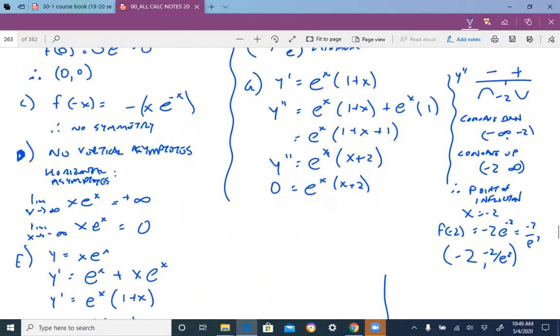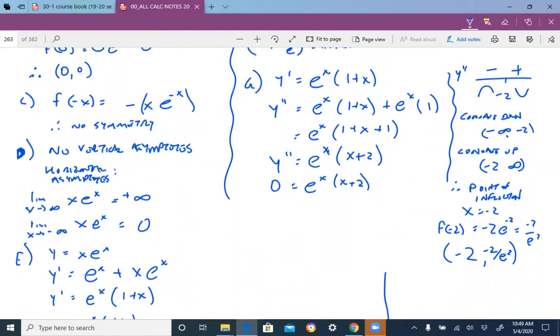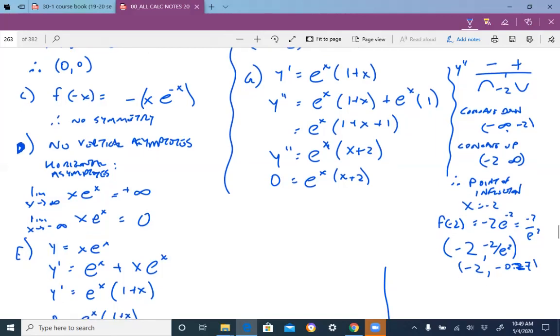If we have this other point, negative 2, for our point of inflection, while we've got our calculators out, negative 2 divided by e squared is approximately negative 2 comma negative 0.27. Just so we can have our head around how this is going to go for a graph.